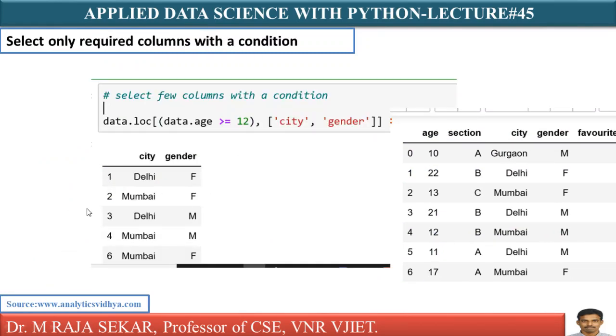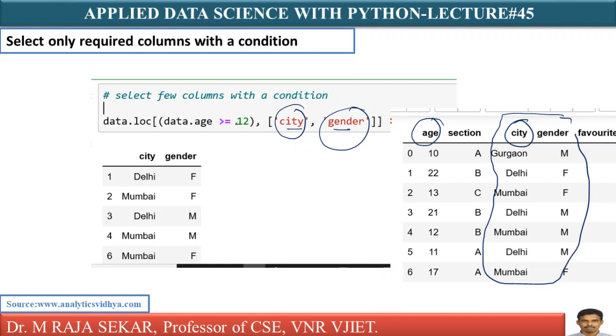Now, just see, select only required columns with a condition. What does it mean? Just see, data.loc, age, which is a label name, greater than or equal to 12, and city, comma, gender. City is one column name, gender is another column name, which means I must select these two columns. But the condition is that age must be greater than or equal to 12. 10 is not greater than or equal to 12. Yes, 22 is greater than or equal to 12, so I can select it. Therefore, what are you getting? Delhi and F, female gender, the two columns I need.